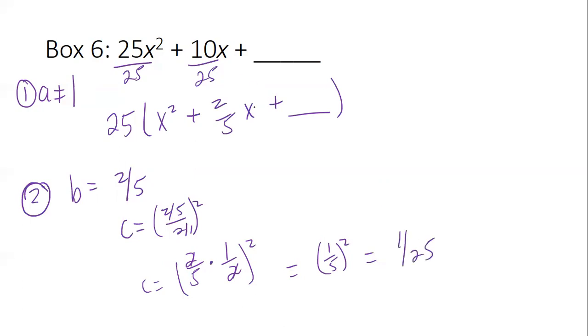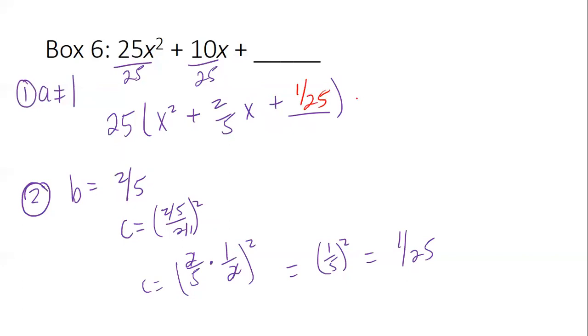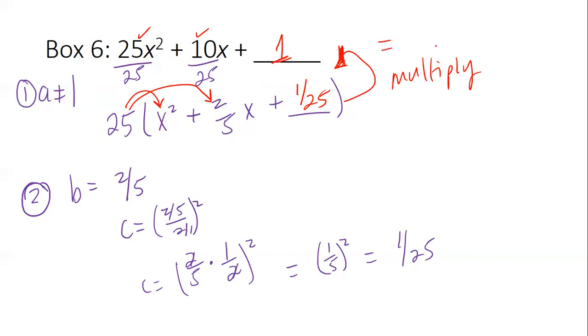1/25. So we're going to plug that back in. So we have 1/25. Now we have to get back to this. So how do we get back to this? Multiply. 25 times x squared is 25x squared. 25 times 2/5 is 10. 25 times 1/25 is 1. So your perfect square trinomial is 5x plus 1 squared.